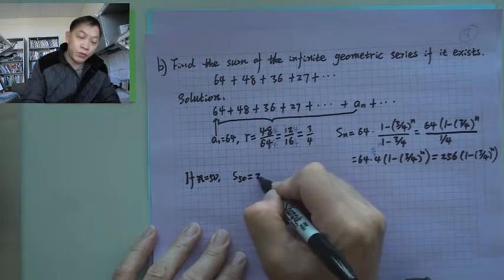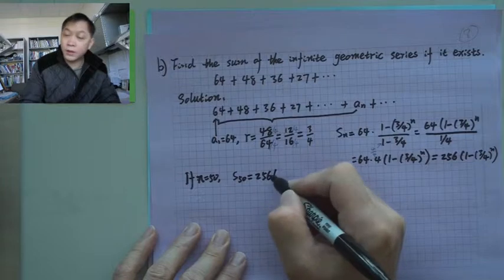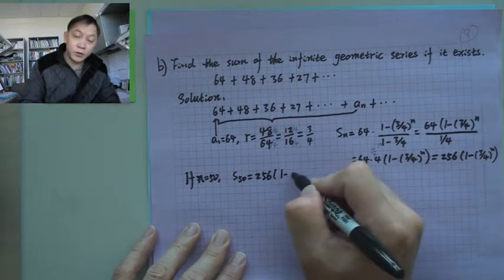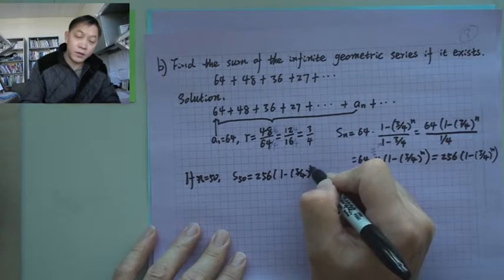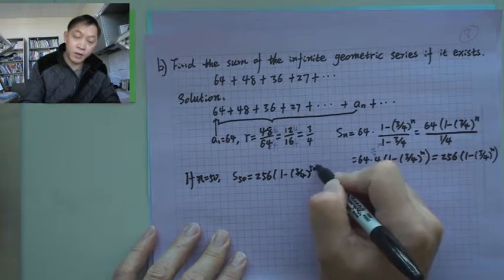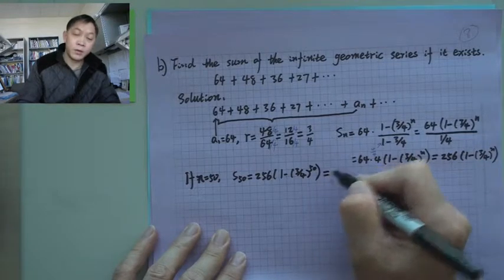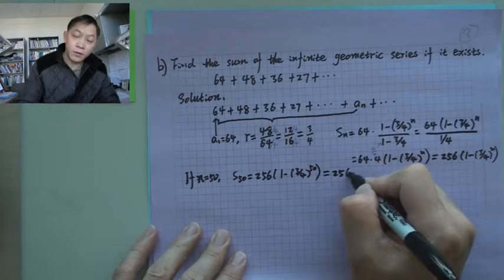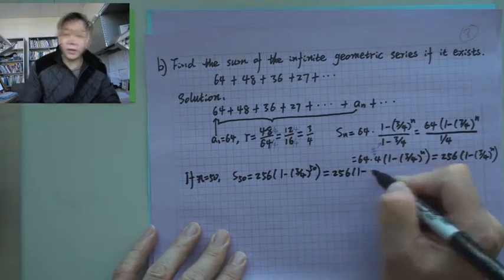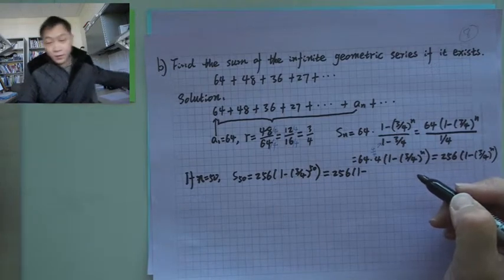is 256, and then 1 minus 3/4 to the 50. Okay, then you have a 256, and here is 1 minus 3/4 to the 50. What is that number?